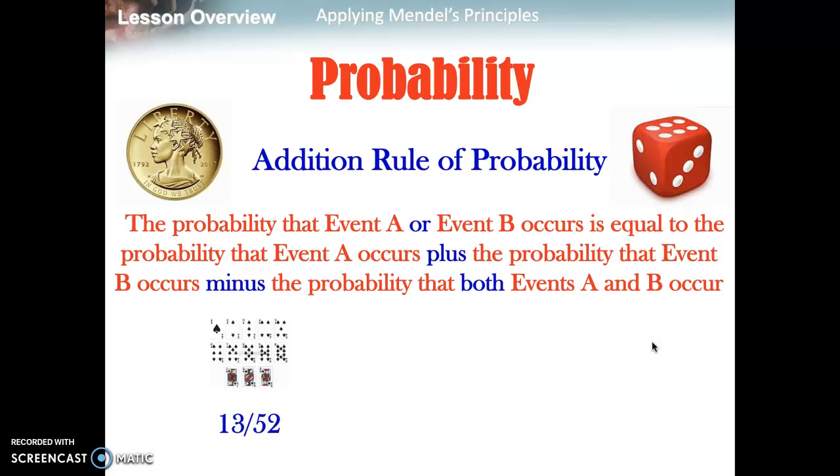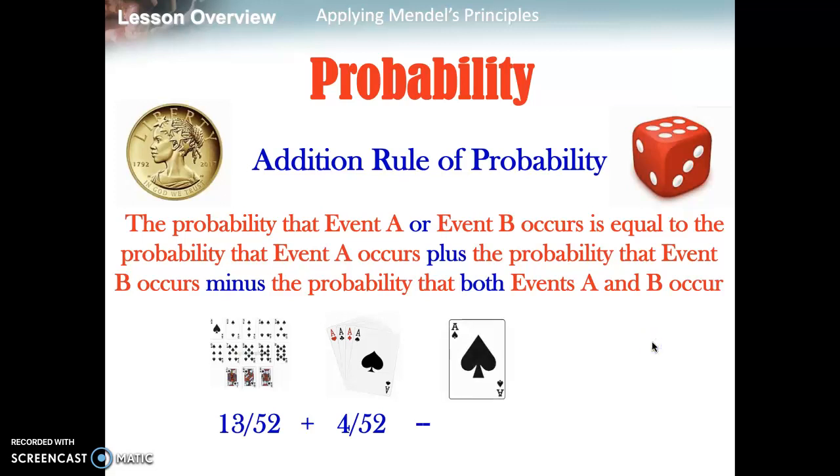You have a 13 out of 52 chance of drawing a spade because there are 13 of each suit in the cards. There are 52 cards. You have 13 spades, 13 hearts, 13 diamonds, 13 clubs. So you have a 13 out of 52 chance of drawing a spade. You have a 4 out of 52 chance that you're going to get an ace since there are 4 aces in the deck.